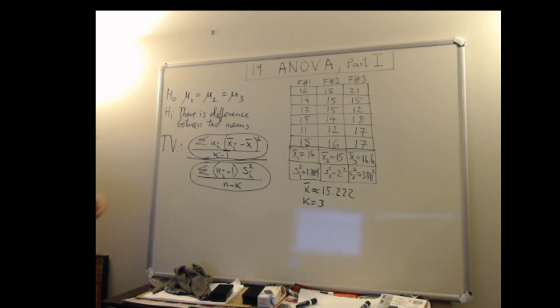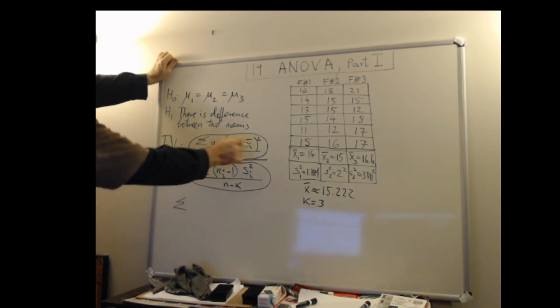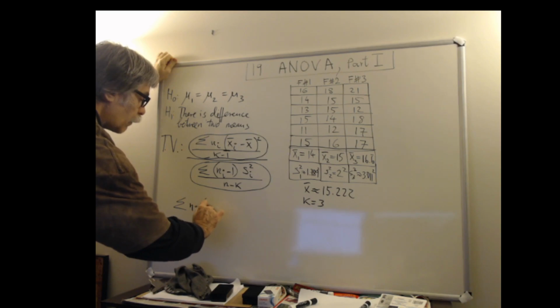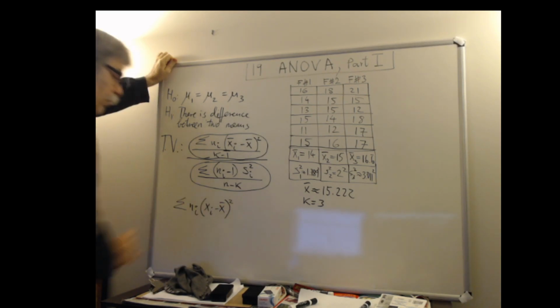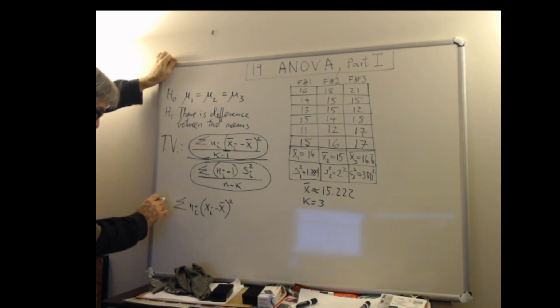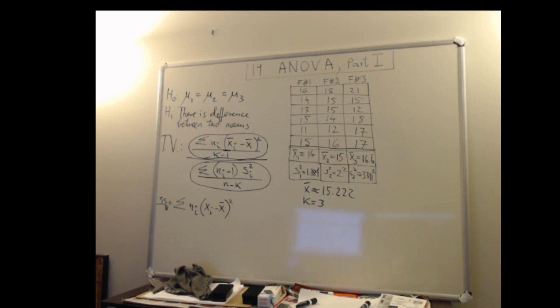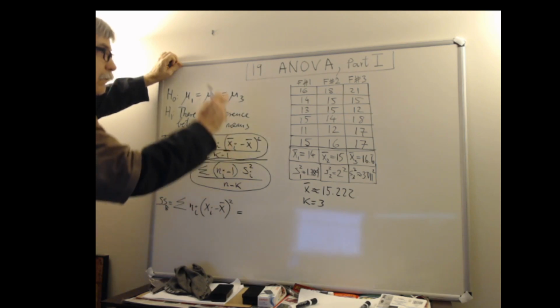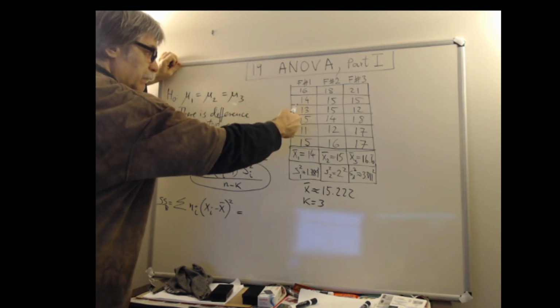Alright, so I'm going to write piece by piece. So the numerator of the numerator is called the sum of squares between the groups. So it's usually written sum of squares between the groups, like that. Okay? Now how do you calculate that? It's not too hard. I mean, you have to do the summation for every piece here. So you have to do the n1. n1 is 1, 2, 3, 4, 5, 6.